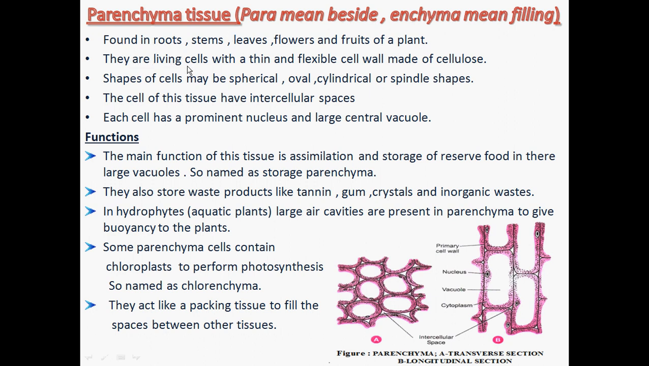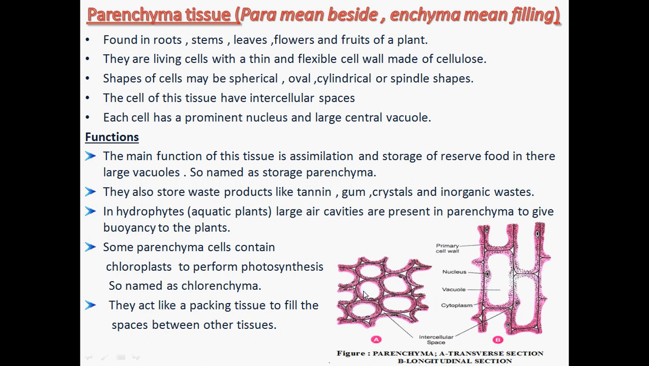They are living cells with a thin and flexible cell wall made of cellulose. You can see in the figure there is a primary cell wall which is very thin, flexible, and made up of cellulose. The shape of the cells seems spherical, or it might be oval, cylindrical, or spindle in shape. The cells of this tissue have intercellular spaces.